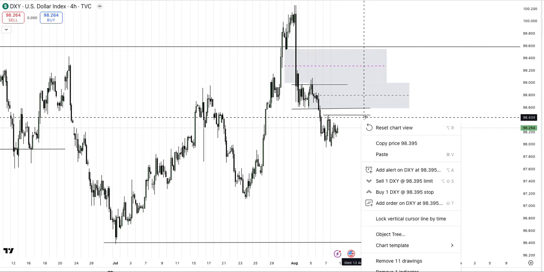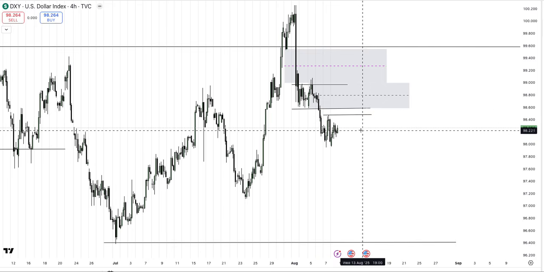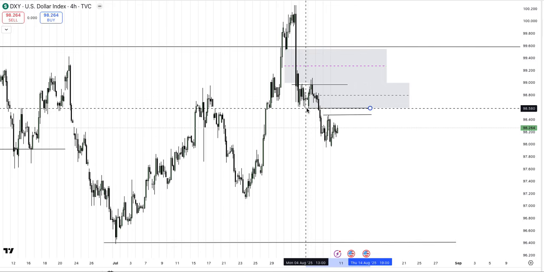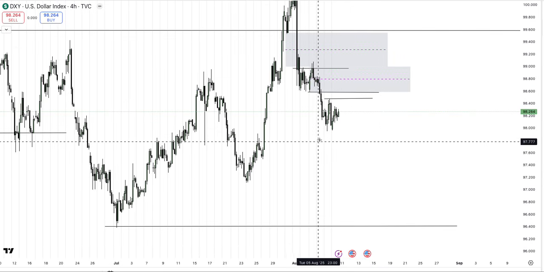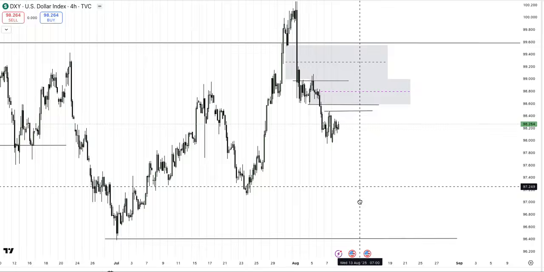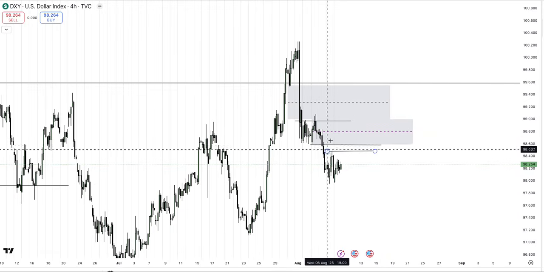Right. So I want to see this liquidity here collected. In this case, it's going to be a buy side liquidity. I want to see that buy side liquidity collected first. When it is collected, then this is going to be the next draw on liquidity, right? It could still fail, but what I want to see is a complete rejection here.